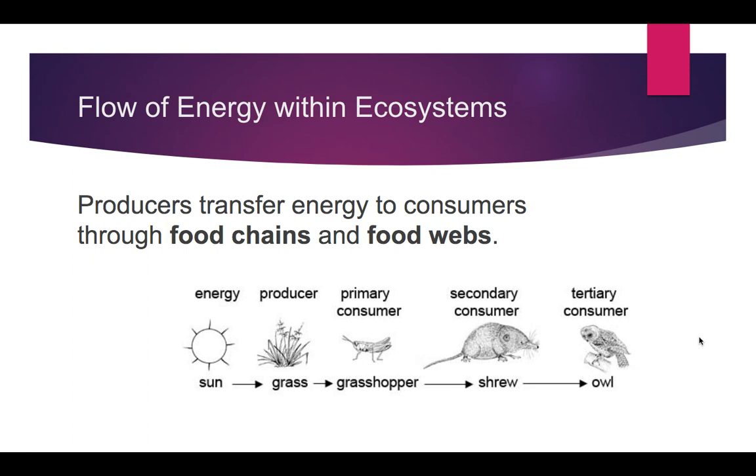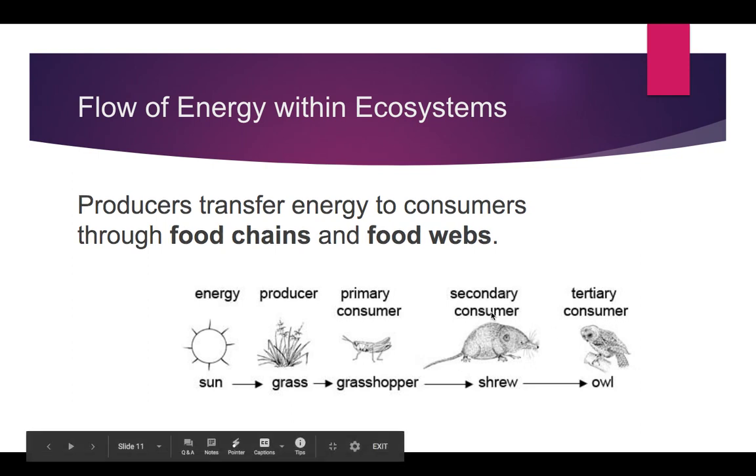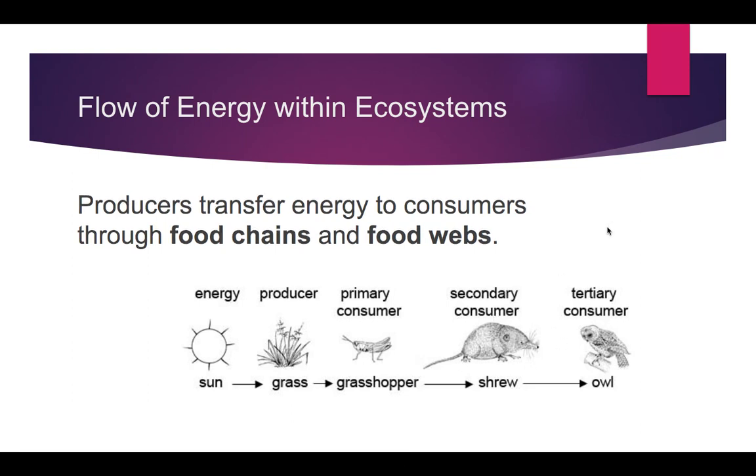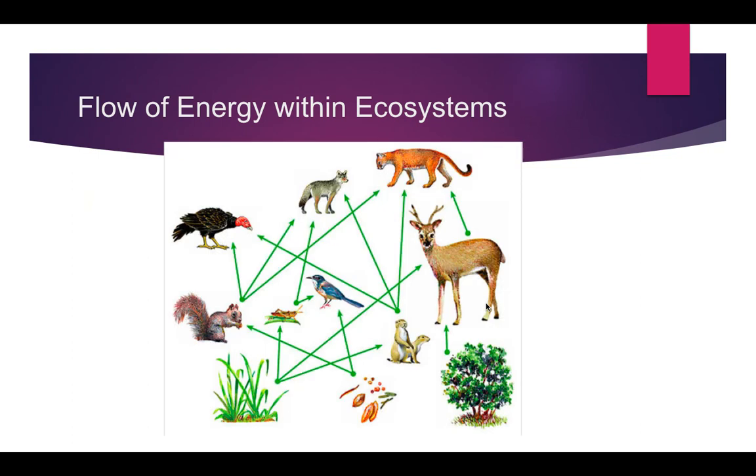One thing you have to notice is that there's more than just grasshoppers that can eat grass, right? I could have deer, I could have another animal. There can also be other animals that would eat shrews, not just owls. Maybe there's a fox. So there are multiple little options and branches that could happen here. And that's where we get to something that looks a lot more like this, a food web. This shows us multiple options in an ecosystem of what can happen to our energy flow.